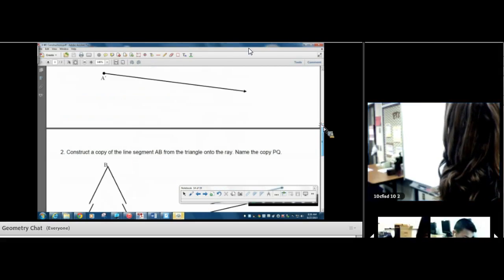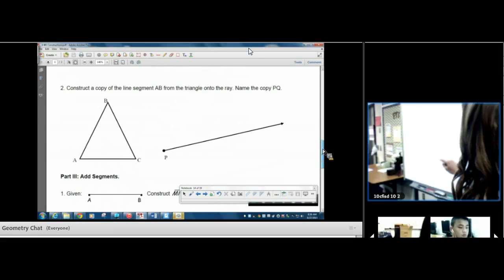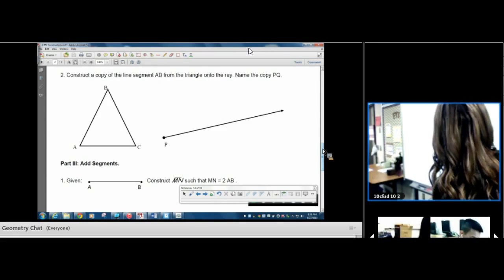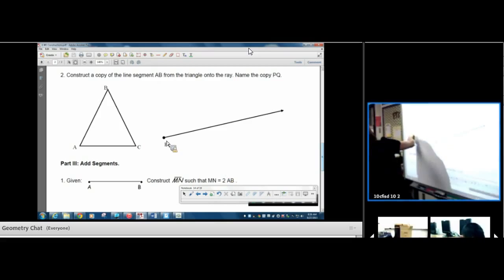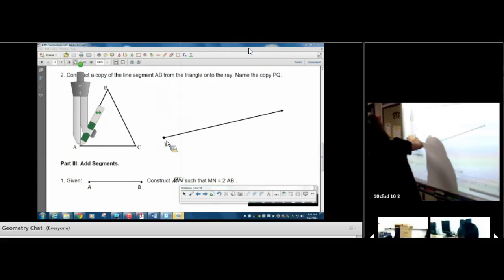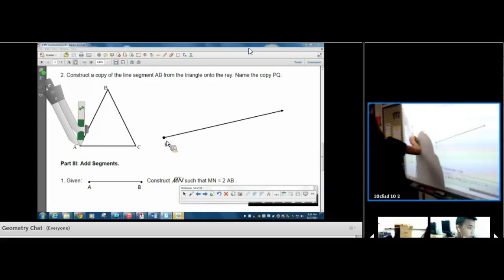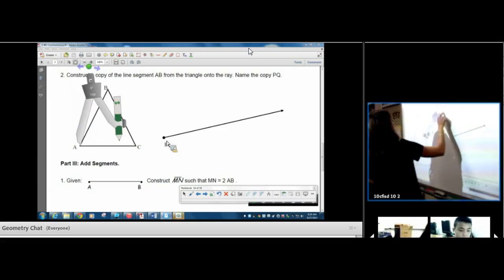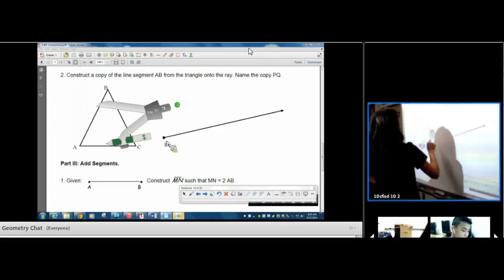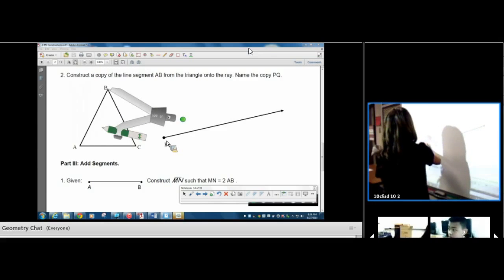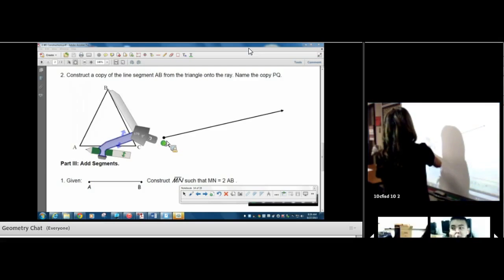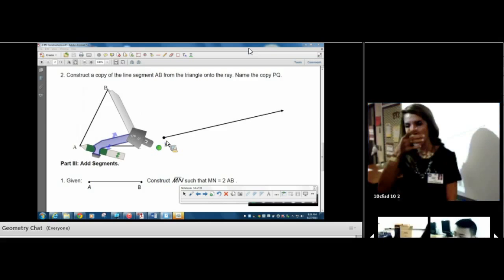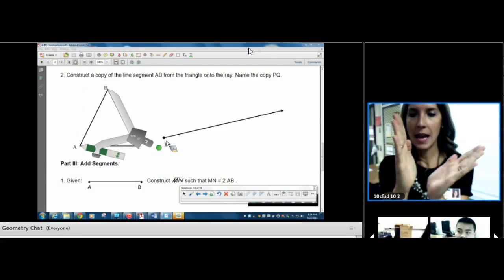Construct a copy of line segment AB from the triangle onto the ray. Name the copy PQ. So this time, I'm going to come over here. I'm going to put my needle on A. I'm not sure if I'll be able to do this on the smartboard because I need to put my pencil on B. I'm going to go the other way. But you get the idea. Needle on one end point, pencil on the other end point. And this is where it's probably easier for you than me. There we go. I'm going to call that close enough for me. That's your compass setting. You opened it up to AB and you're set.